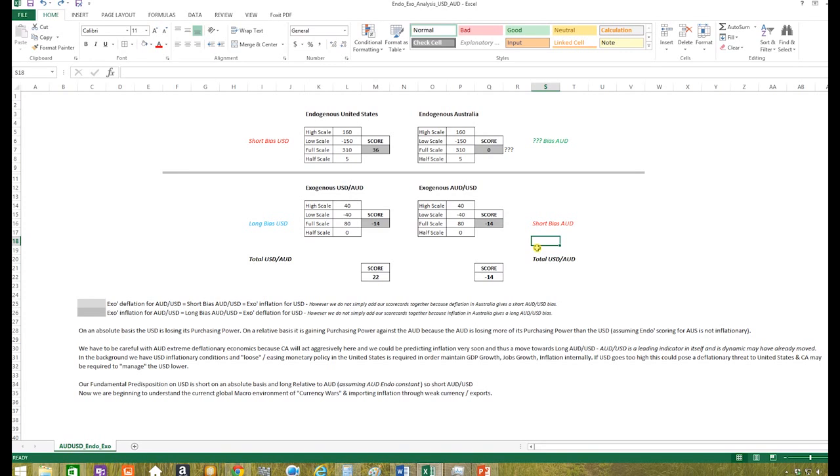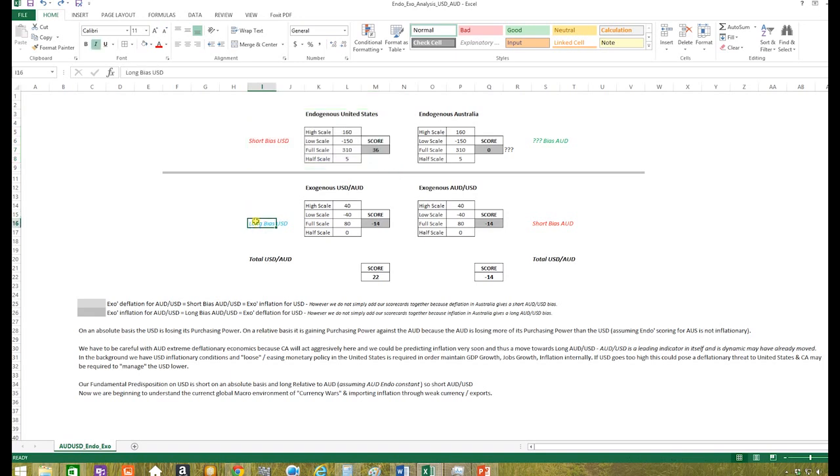So through the dynamic relativity principle, if we have a long bias on the side of the United States, by default, because we have a deflationary condition here and short bias in Aussie dollar, US dollar, then this means the long bias is either cancelling out some or all of our previously obtained short bias from our endogenous US analysis.